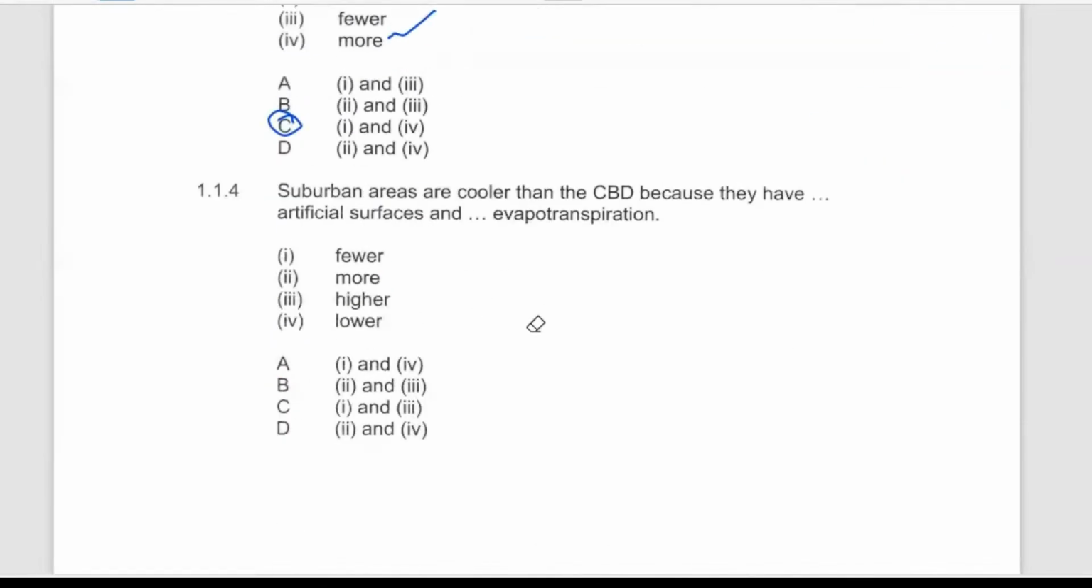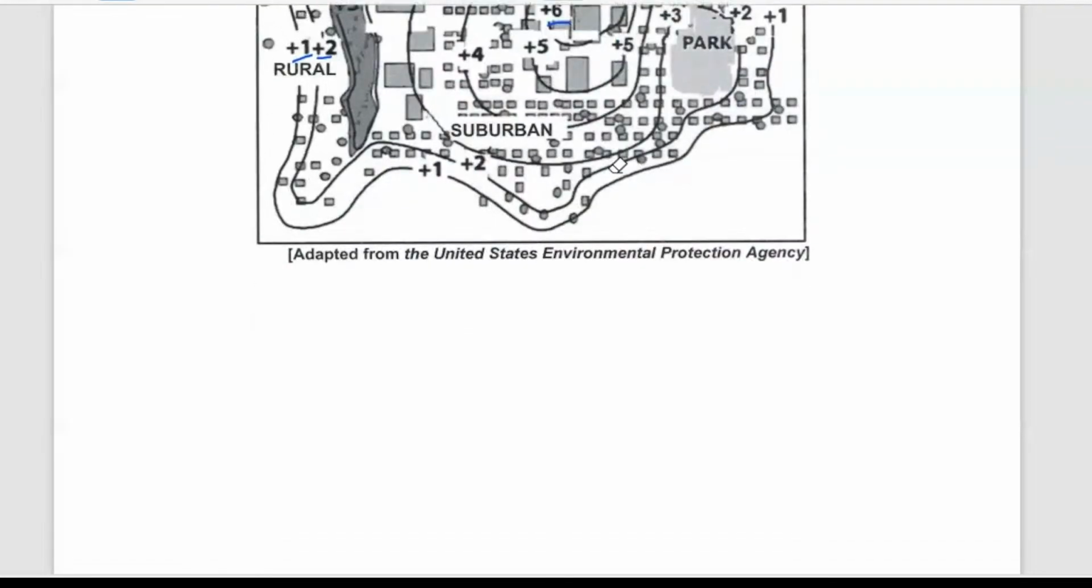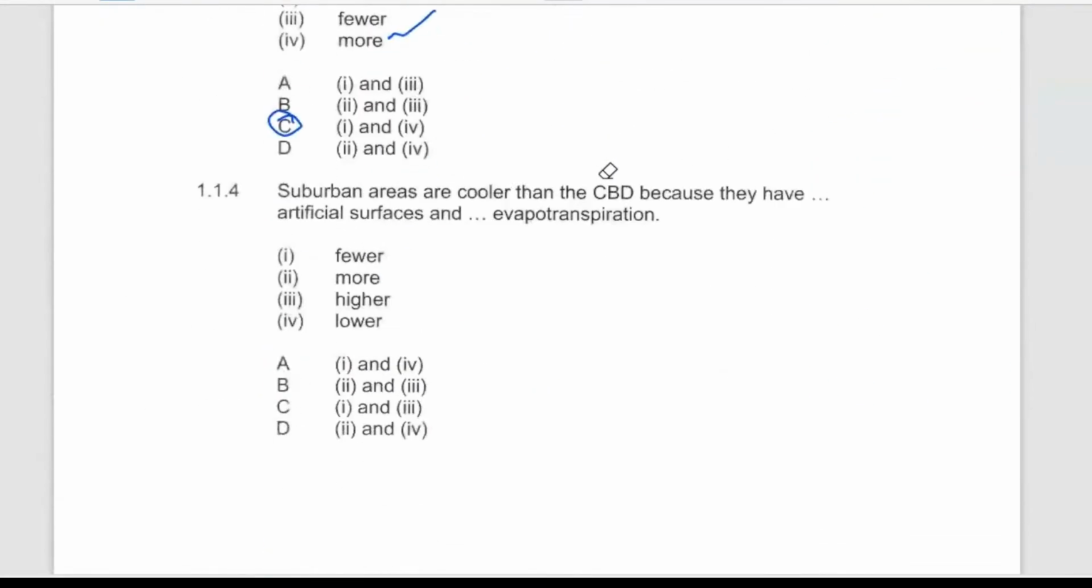1.1.4, it says the suburban areas are cooler than the CBD, right? If we look at the suburban areas on our illustration, our suburban is here. The suburban area is slightly cooler than the CBD. The isotherm reading is +6 close to the CBD, and around here is positive 4. It's in between positive 4 and positive 3. So we are seeing that the suburban area is cooler compared to the CBD. Right, let's analyze the question.